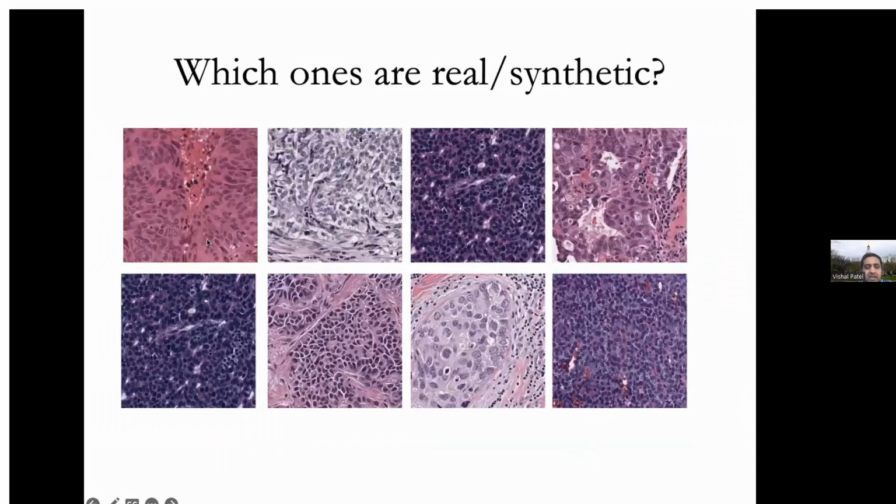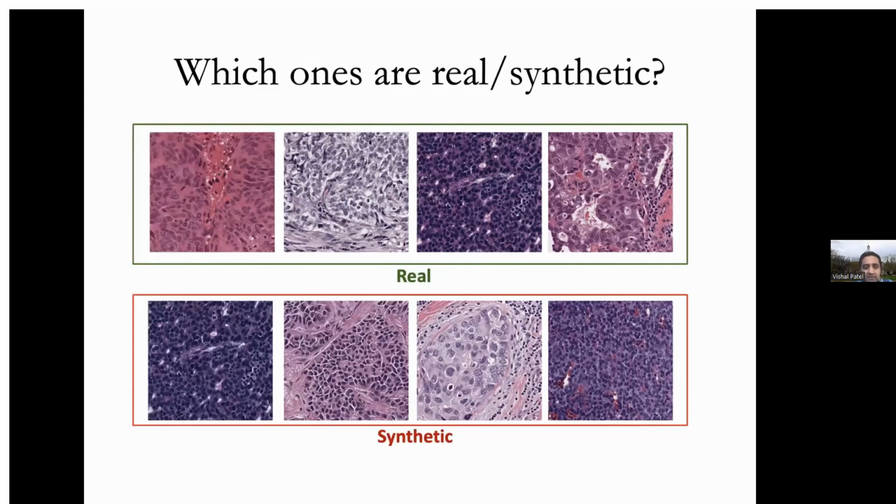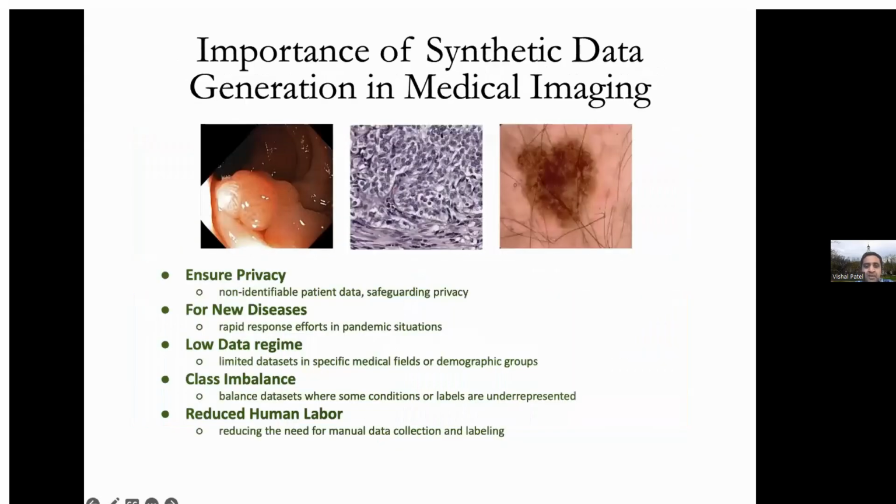And similarly, when it comes to this nuclei segmentation problem, these are the images that we have, and we can also synthesize high quality images. And if I give you a mixture of both real and synthetic images, it's going to be very difficult for you to determine which one is which, right? But when you look at it very carefully, maybe you can figure out that these are the synthetic and these are the real.